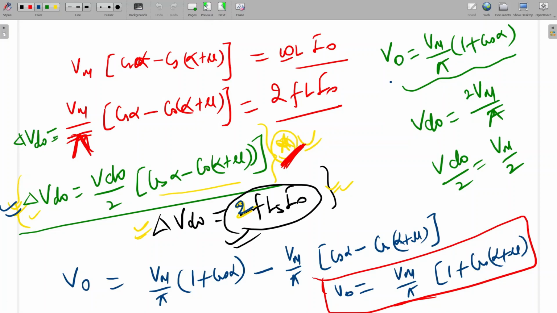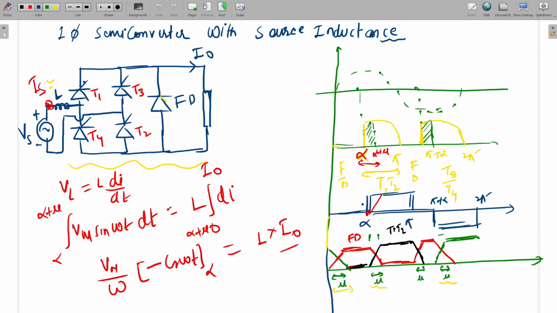Hello. So see, can anyone tell what will be the duration of conduction of the thyristor T1 from this waveform? How much angle will thyristor T1 conduct? T1 will conduct for how much duration?